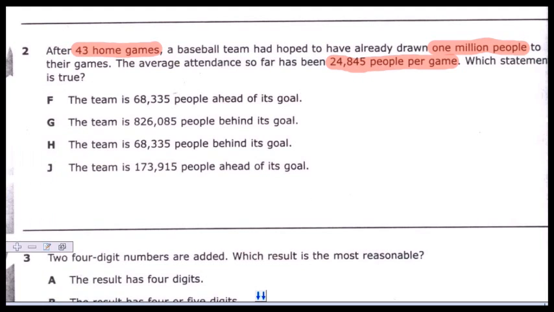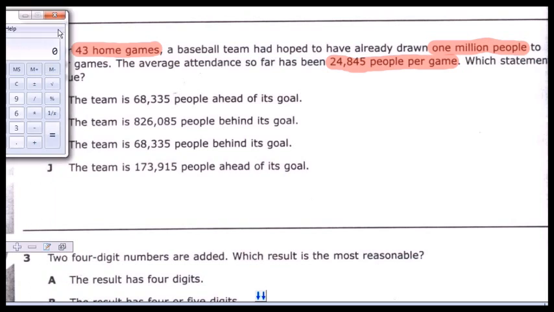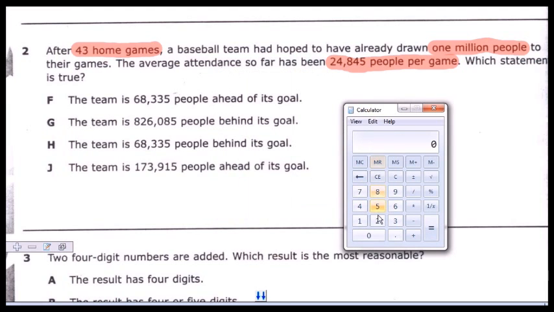Now I do want you to go ahead and work it out, but because I want to keep this video short, I'm going to go ahead and use my calculator here. So it's 24,845, and we're going to multiply that times 43 games, because each one of those games had that many people. So we're looking at 1,068,335. So what we're looking at here is more than a million.